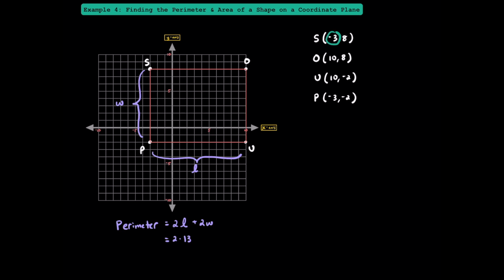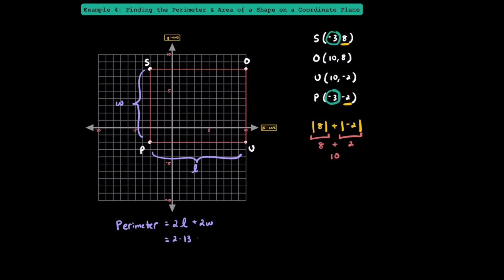Since the x values match between S and P, we can just look at their y values to figure out the distance between these points. Since S and P are in different quadrants, we're going to add their absolute values to find out the distance between them. The absolute value of 8 is 8, and the absolute value of -2 is 2, and 8 plus 2 is going to get us a distance of 10 units.